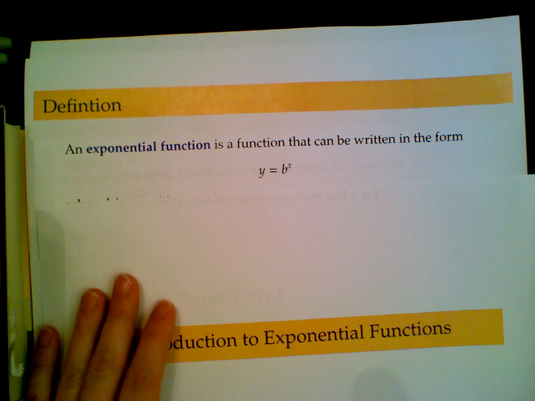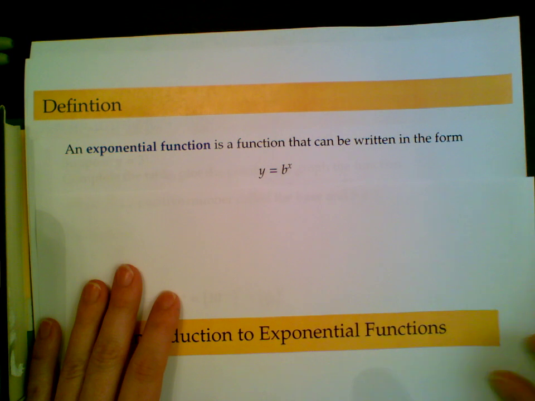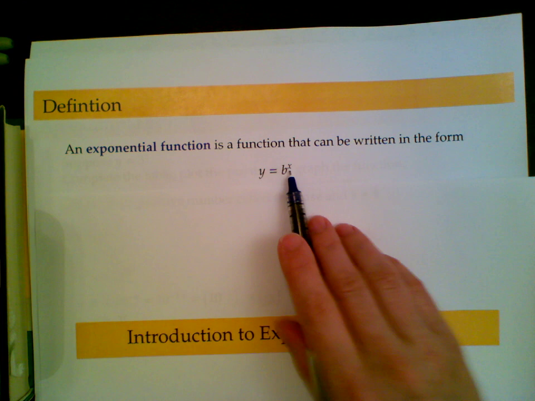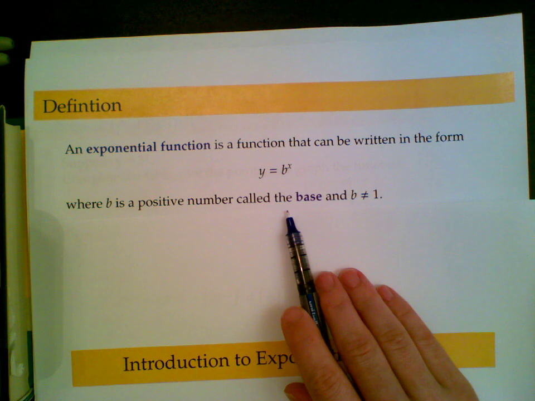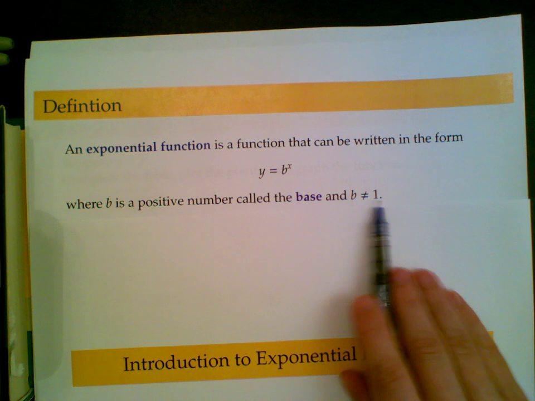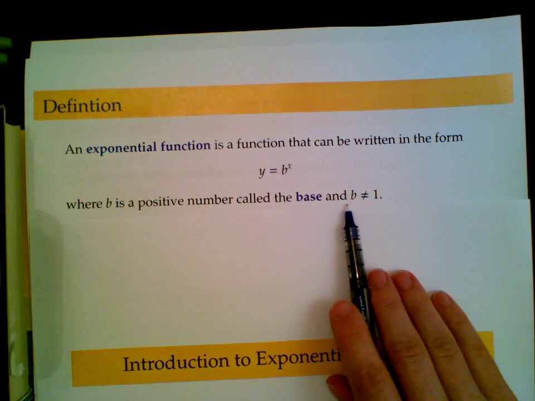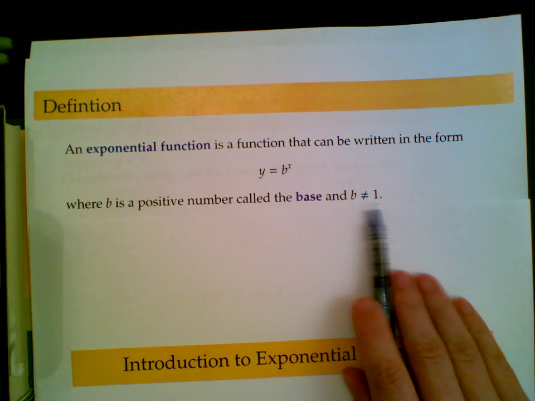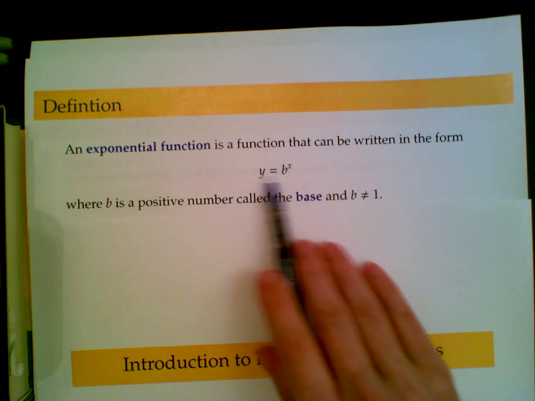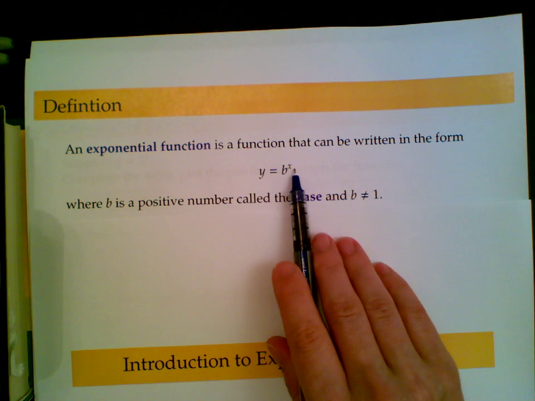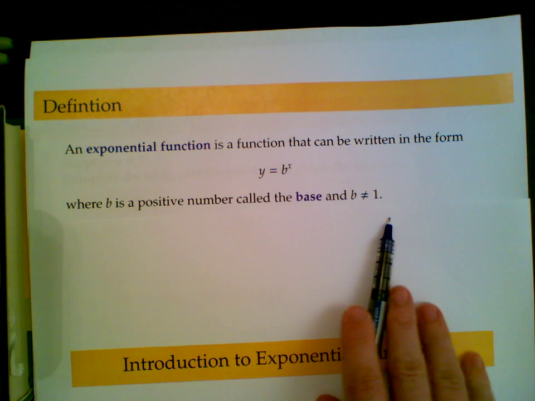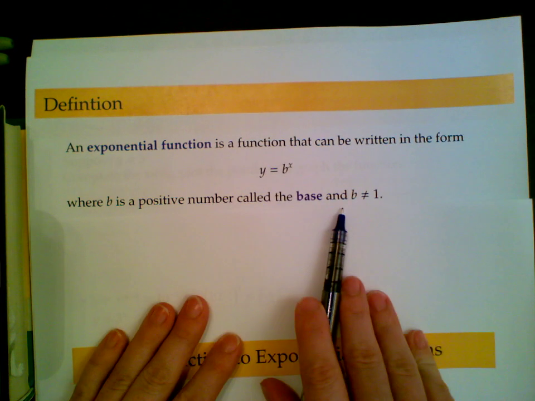An exponential function is a function that can be written in the form y equals b to the x, where b is a positive number called the base, and that base cannot equal 1, which is a sensible restriction when you think about it, because 1 to the anything will give you 1, and so that'll actually be a constant function. It won't fit in with the rest of our exponential functions.